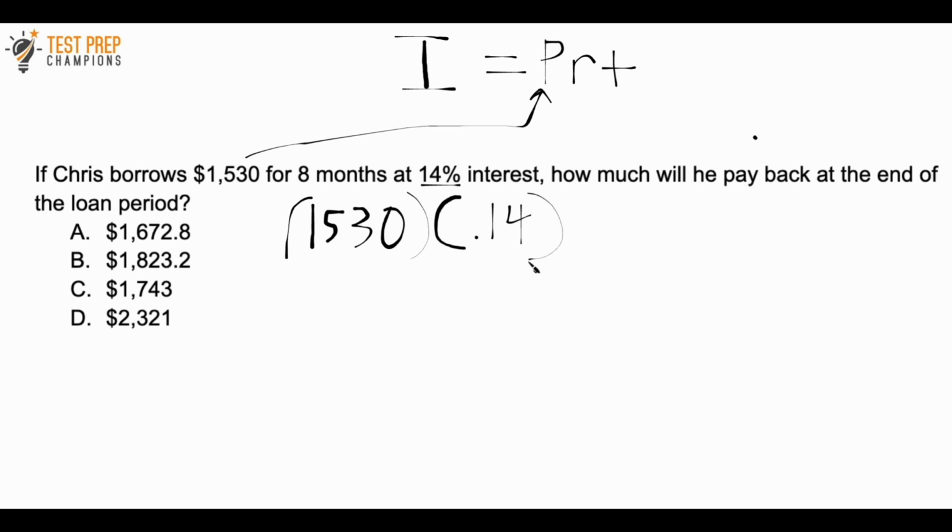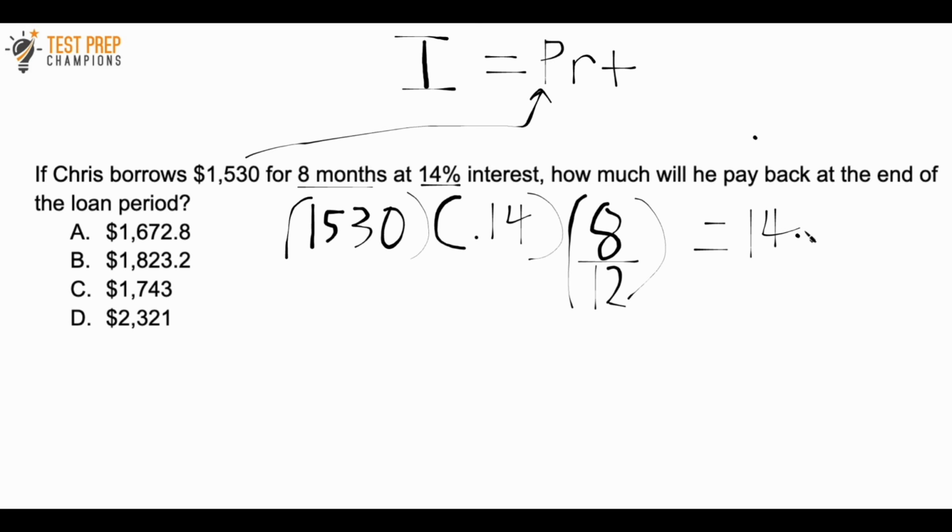So again, for simple interest questions like this one, we want to write the rate as a decimal. So now what about time? Well, we see that we've got 8 months here, and the key is that we want to write the time as a fraction of a year. And we know that there are 12 months in a year, so we do 8 over 12. So again, what we want to do is write the rate as a decimal, and we want to write the time as a fraction of a year.